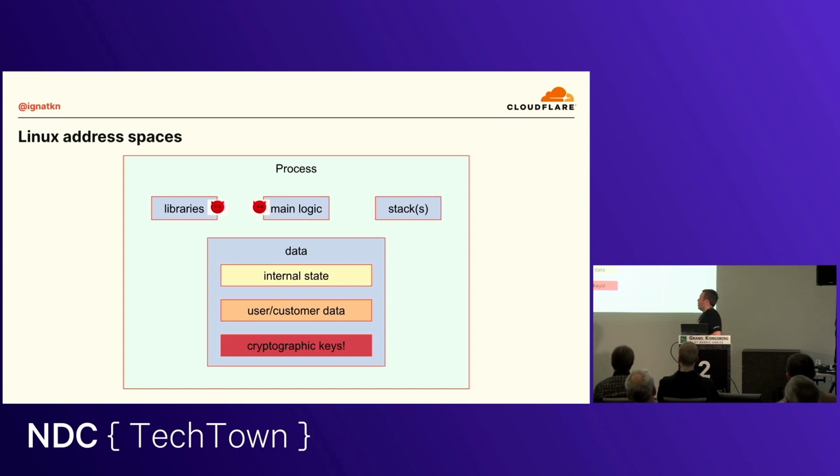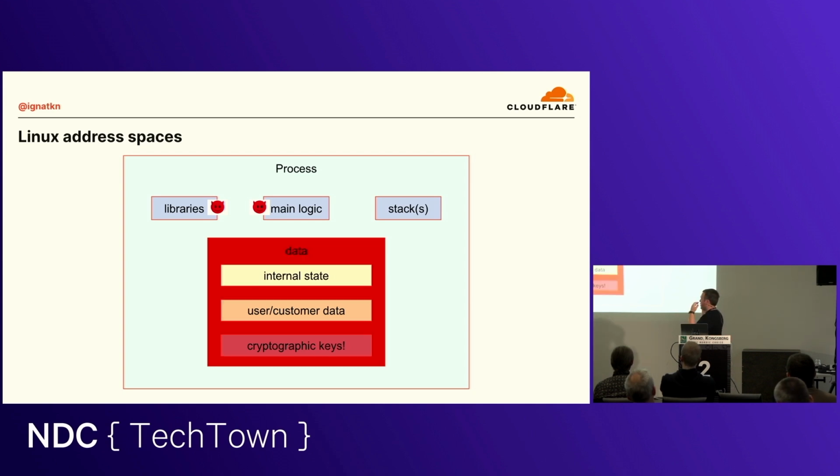Now, let's imagine that some of our code is vulnerable or malicious. Either the main logic or a third-party library was hacked, what they call a supply chain attack, and that code becomes malicious. The problem is, because it's all in the same address space, the whole process becomes compromised, and mainly this data section becomes compromised as well. The main logic or the libraries can access anything within the data section.